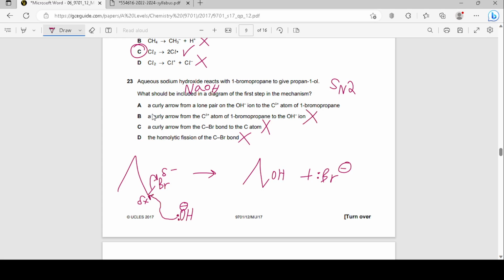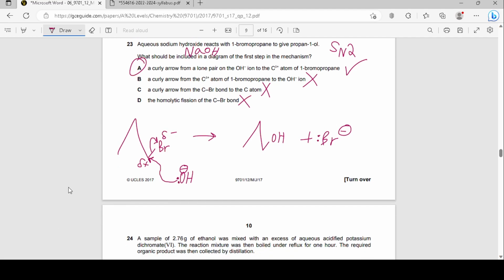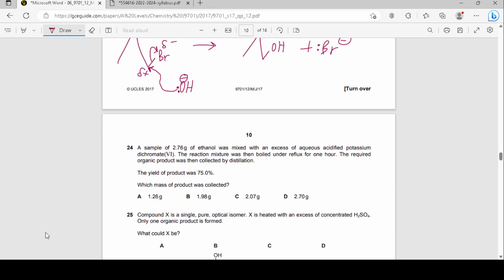And then A should be the correct answer. Let me just read A. It says a curly arrow from a lone pair on the OH⁻ ion to the partially positive carbon atom of 1-bromopropane, which is exactly what I said right now. So yeah, A is the correct answer. Then next question.